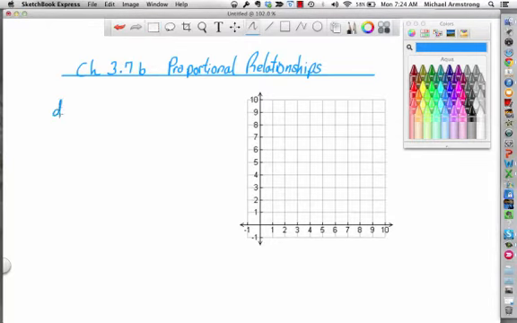So the distance is proportional to the time. For instance, the more time you spend, the farther you go, or the farther you go, the more time it takes. And they may say we're going to do it in kilometers over hours. That's what they want us to do.